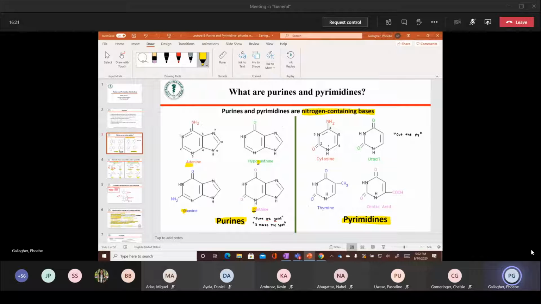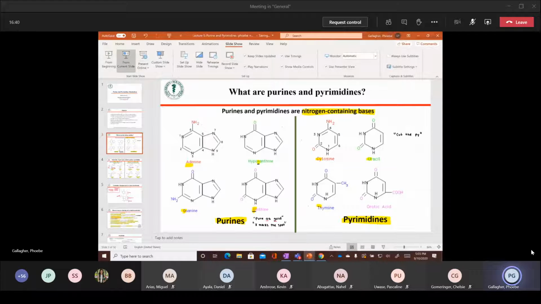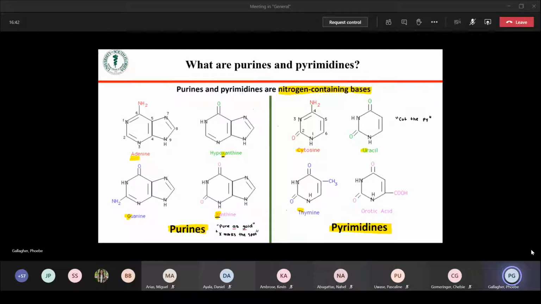For the pyrimidines, the way I remembered them is the phrase "cut the pie." C-U-T, and then pyrimidines for pie. For orotic acid, you just have to remember that because I don't have a fun way of remembering it. Understanding that these are all nitrogen-containing bases is important as well, and that's what makes them similar to each other.